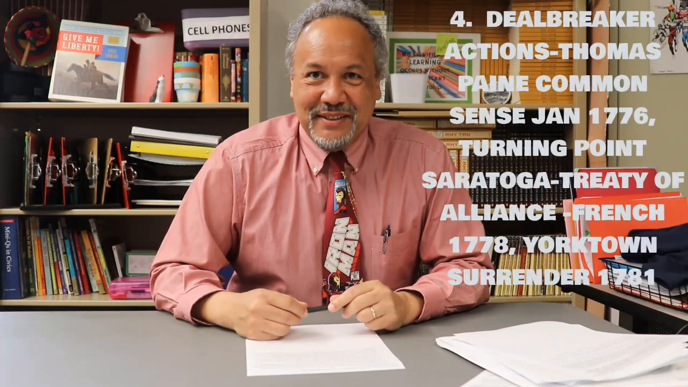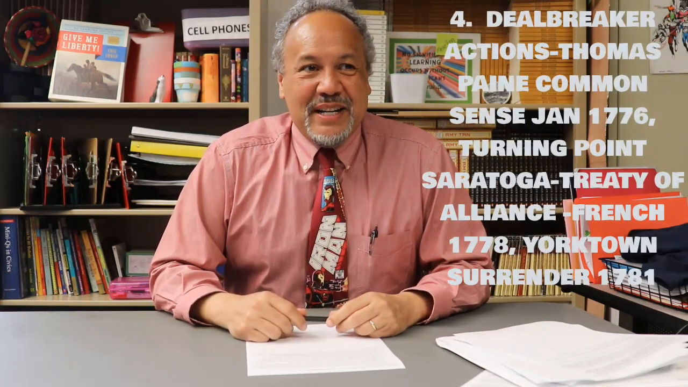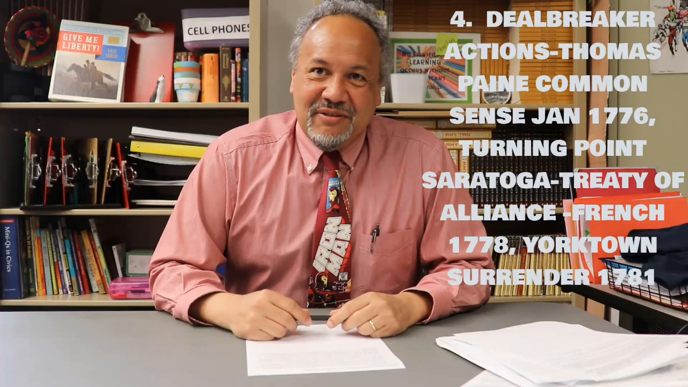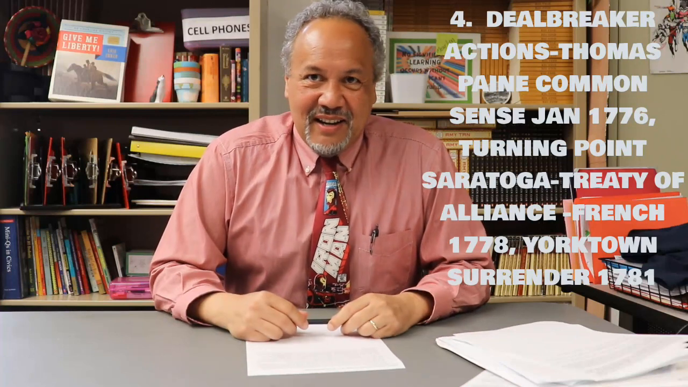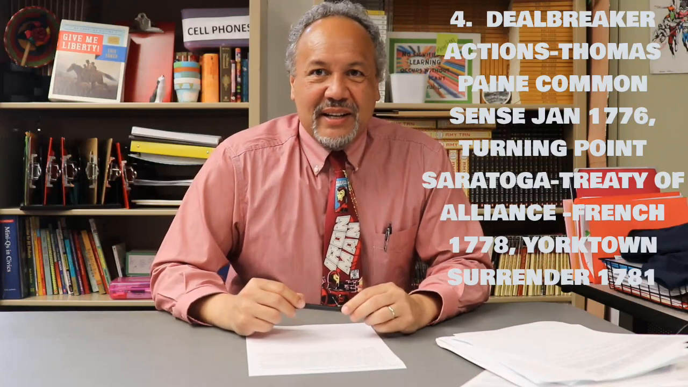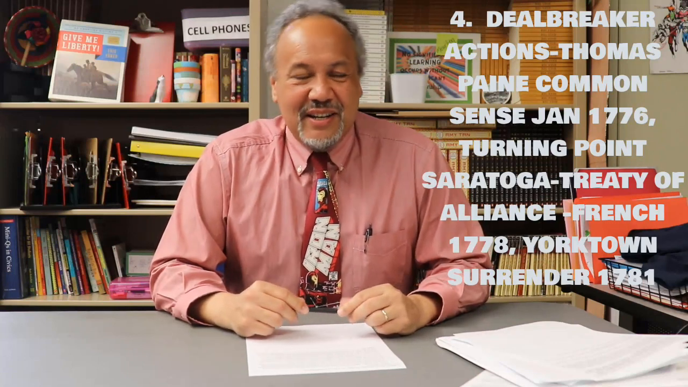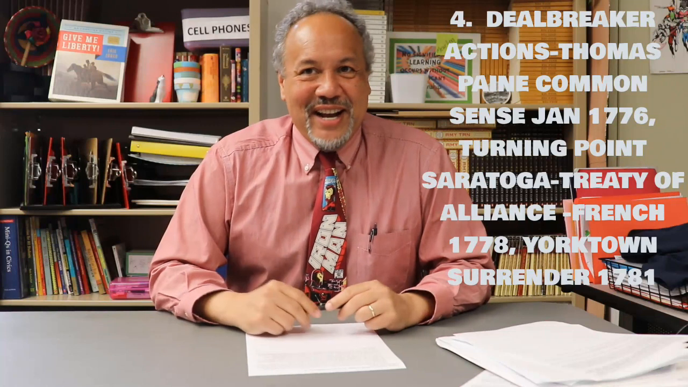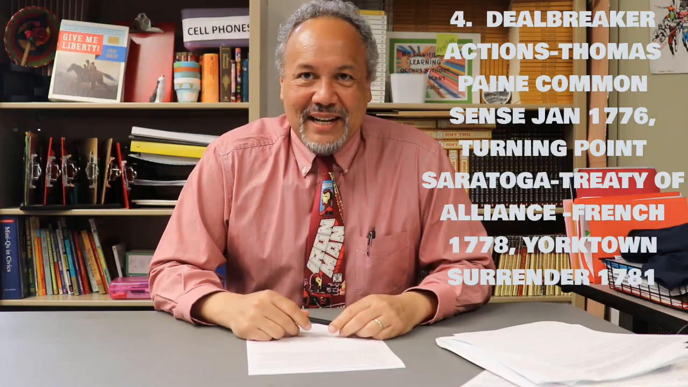Now, deal breaker actions. Or, again, these events here. Thomas Paine, Common Sense, January 1776. Declaration of Independence, that from first grade. Natural rights, John Locke, Thomas Jefferson. What it says, life, liberty, the pursuit of happiness, unalienable rights. Come on, I don't need to break that down for you.